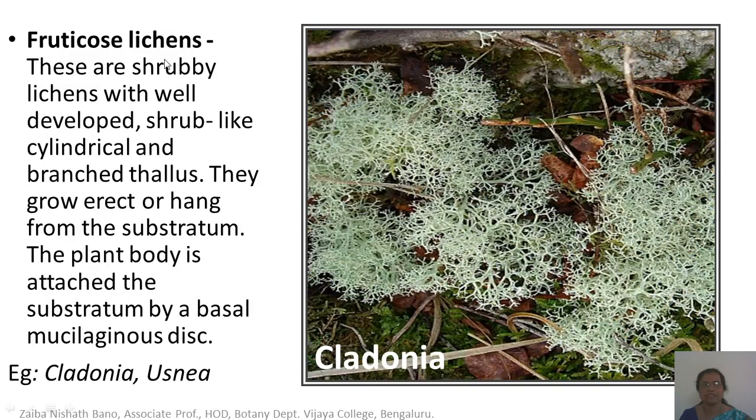The third category is the fruticose lichens. What are these fruticose lichens? They are shrubby lichens with a well-developed, shrub-like, cylindrical and branched thallus. You can see the cylindrical nature of the thallus here. You can see the extensive branching. They grow erect or hang from the substratum, and the plant body is attached to the substratum by a basal mucilaginous disc. Examples are Cladonia and Usnea. You can see Cladonia here. I had shown you Usnea in the previous slide. So these are the three categories of lichens based on their external morphology.